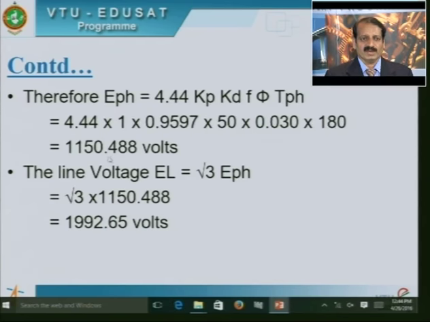So, when we multiply, we will get 1150.488 volts, and we know that the alternator is star connected and the line voltage EL is given as root 3 times the phase voltage. So, root 3 into E phase will give us the line voltage, 1992.65.